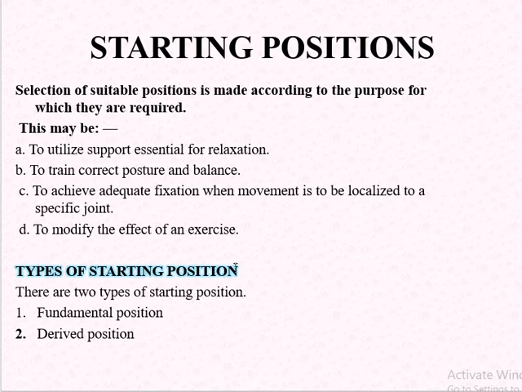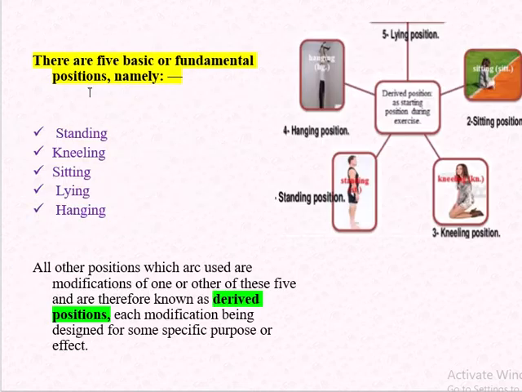Types of the starting position. There are two types of starting position: fundamental position and derived position. There are five basic fundamental positions, namely standing, kneeling, sitting, lying, and hanging. All other positions which are used are modifications of one or other of these five, and therefore they are known as derived positions, each modification being designed for a specific purpose or effect.